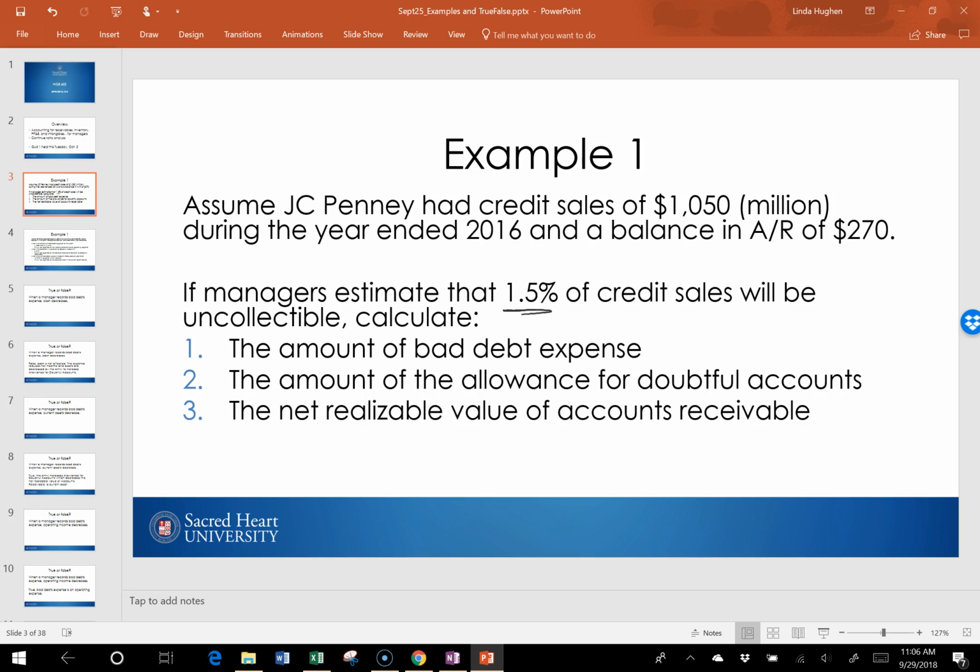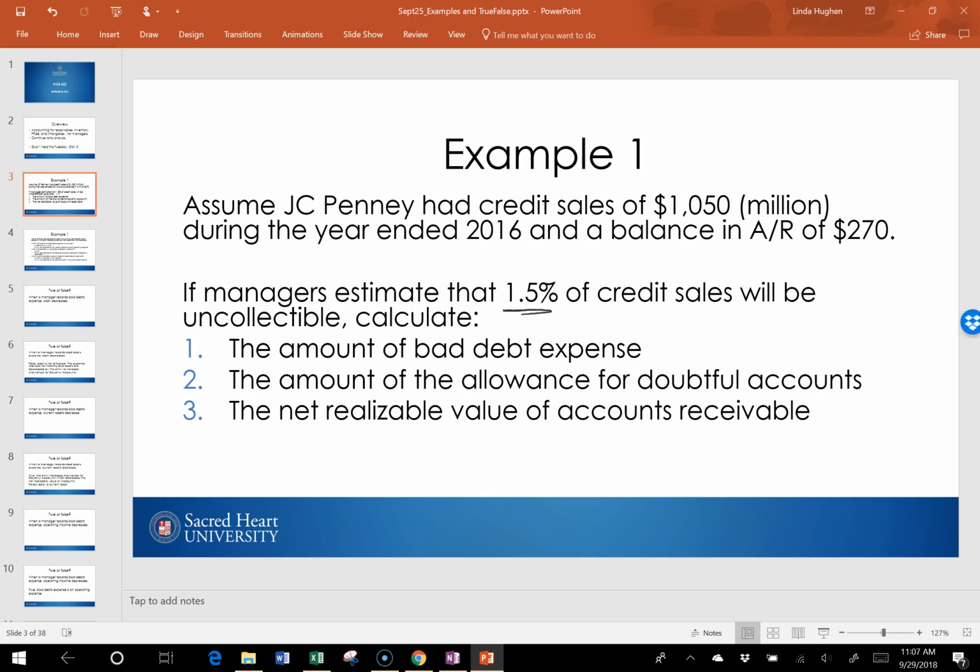Well, we assume that the managers making this estimate are looking at historic experience for what has happened in the past. They're thinking about how the economy is doing. Maybe they have some information about what their competitors are doing, and they came up with this 1.5% of credit sales will never be collected.